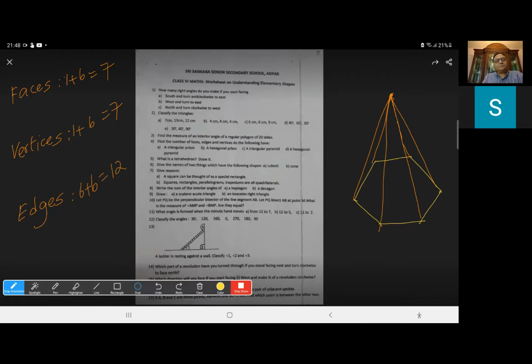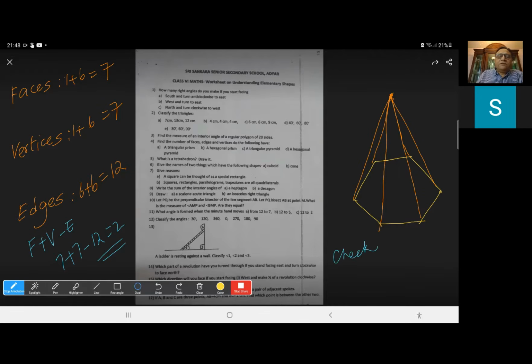Correct? And now you can verify that faces plus vertices minus the edges is how much? 7 plus 7 minus 12 is equal to 2. And therefore, Euler's formula worked. And we know our answer is correct. Do you see that?